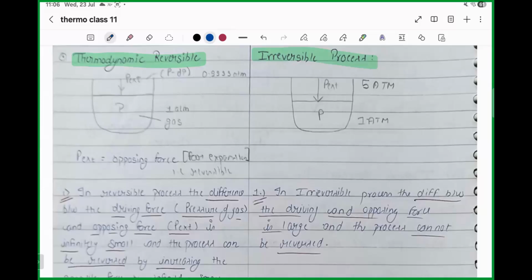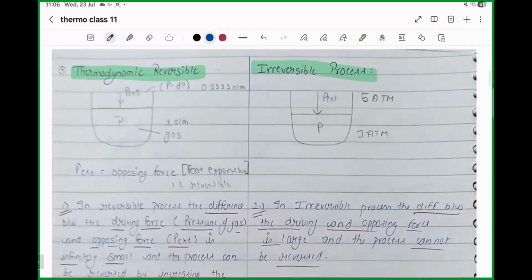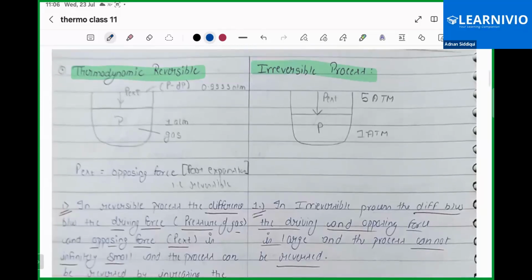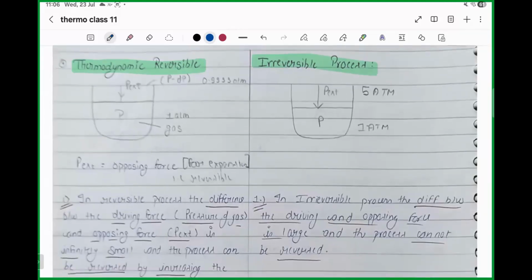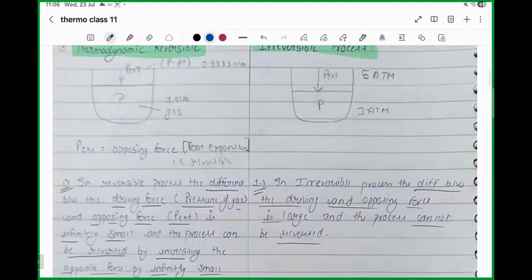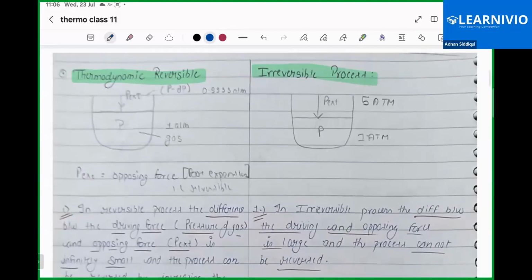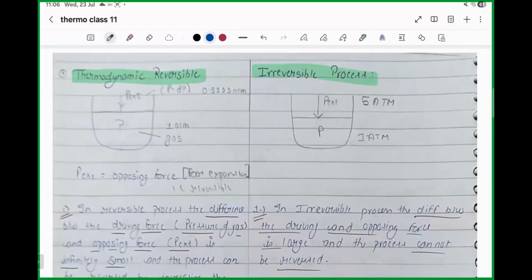Is 5 atmospheric pressure a big pressure? If you compare it with 0.9 or 1, 0.5, let's look into the normal pressure we are living in. I think 1 atmospheric pressure. So let us talk.